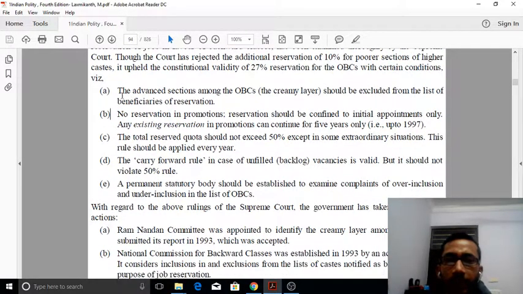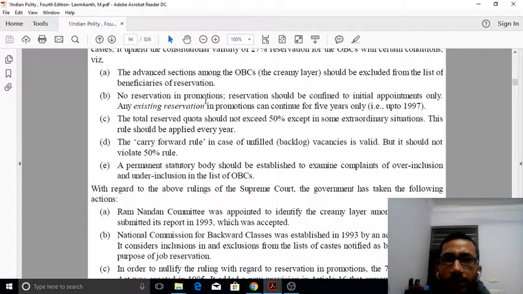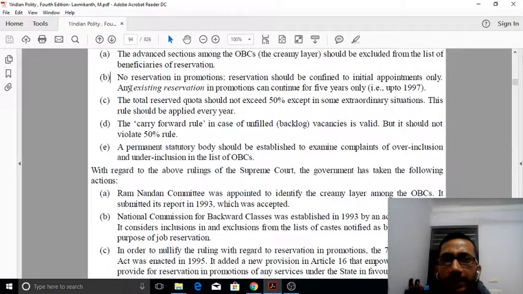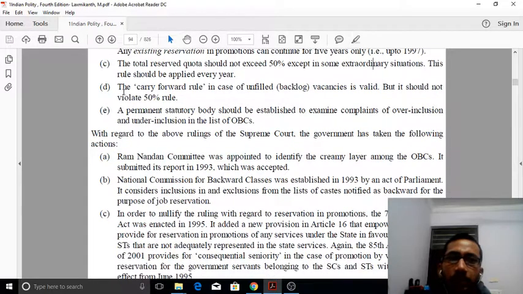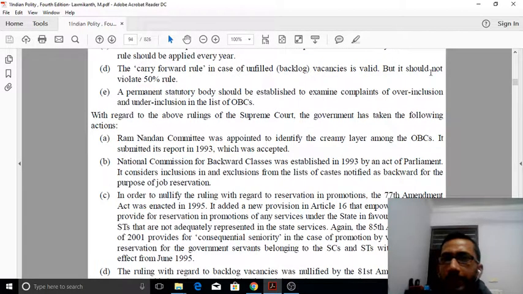Example: the advanced section among the OBC, the creamy layer, should be excluded from the list of beneficiaries. No reservation in promotion. Reservations should be confined to initial appointments only. Any existing reservations in promotion can continue for 5 years, right? Total reserved quota should not exceed 50% except in some extraordinary situations, right? The carry forward rule in case of unfilled vacancies is valid, but it should not violate the 50% rule. A permanent statutory body should be established to examine complaints of over-inclusion and under-inclusion in the list of OBC.